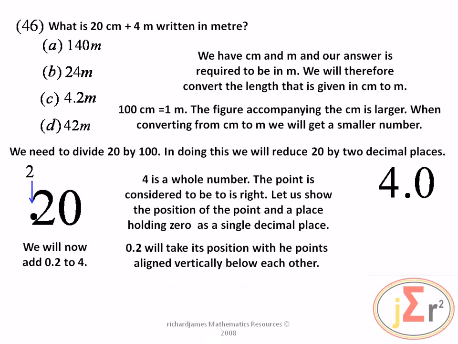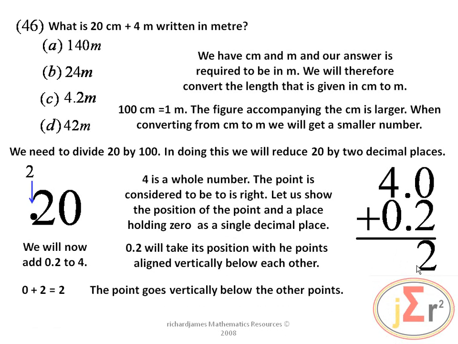0.2 will take its position with the points aligned vertically below each other. That's how we do it. And we are going to add 0 plus 2 is 2. And not to leave the point out, we put the point vertically below the others, and we say 0 plus 4 is 4. So our answer is 4.2, and this is represented by option C.